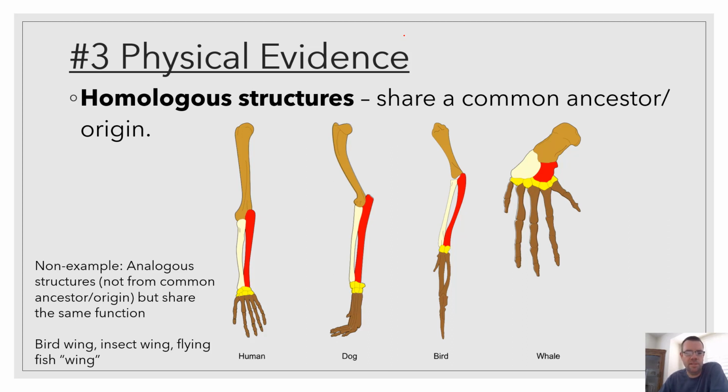Okay, physical evidence. These are structures that we have currently. So homologous structures are things that come from a common ancestor. In this case, the bones of the arms or legs or wings or whatever, pretty much every limbed animal out there share similar bone structure. The top bone being the humerus, the white one is the radius, the red one is the ulna, the carpals, metacarpals, and phalanges down at the bottom.